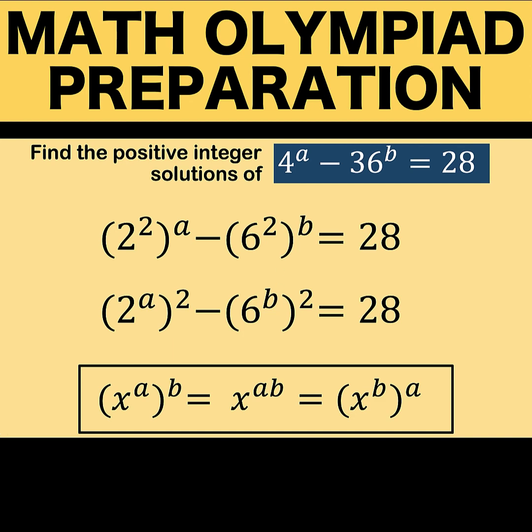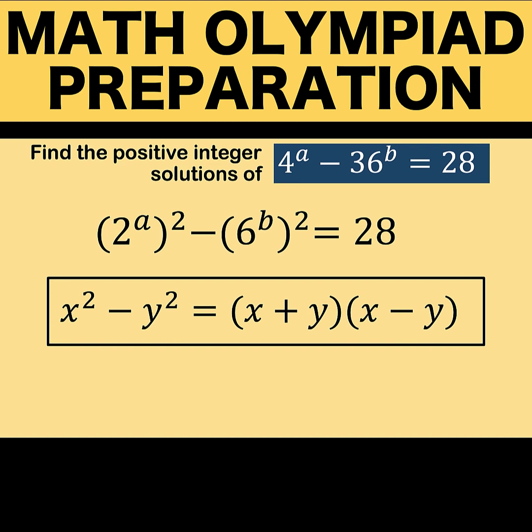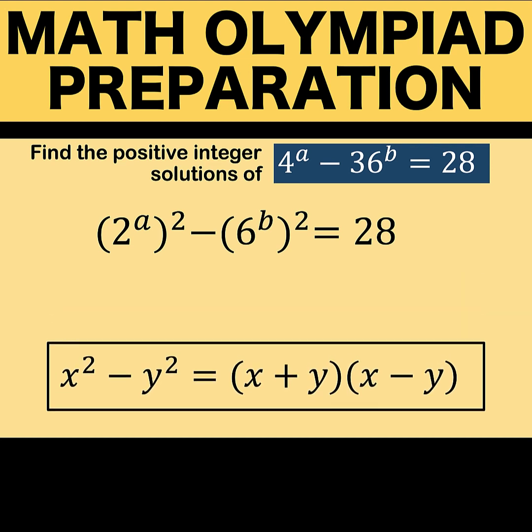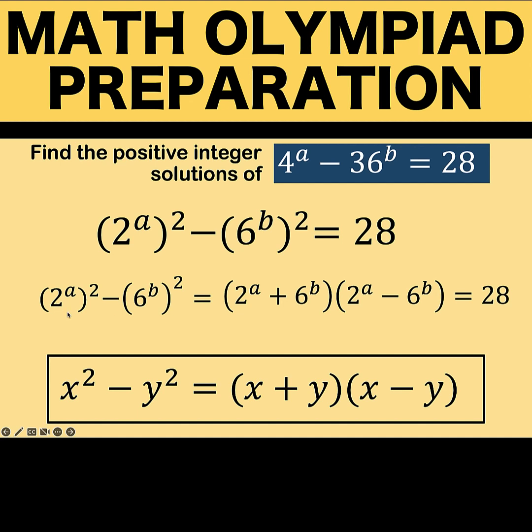Now, since we have a difference of 2 squares here, we can rewrite this by applying this formula. In here, our x is 2 raised to a, our y is 6 raised to b, and so we now have this result. The difference of 2 squares, 2 raised to a and 6 raised to b, is now equal to the product of the sum and difference of these two numbers. Again, we copy equals 28 at the right side.